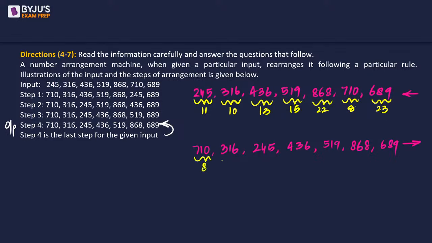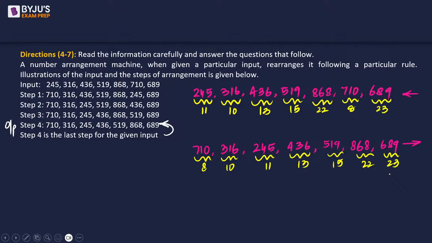Finally, we have 8 here. We have 10 here. We have 11. We have 13. We have 15. We have 22. And then we have 23. So the numbers are getting arranged in the order, or they are sorted, as the sum of the digits.